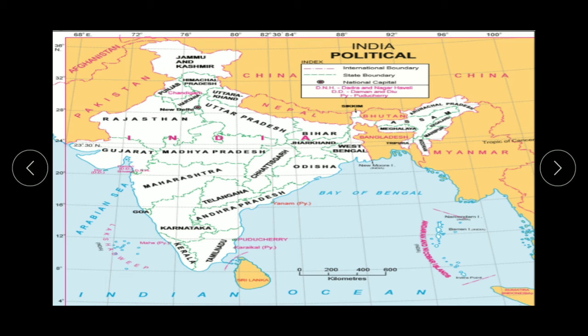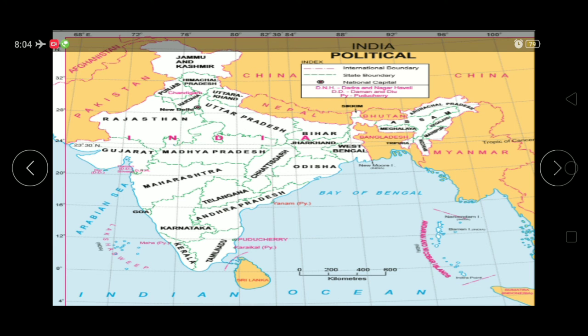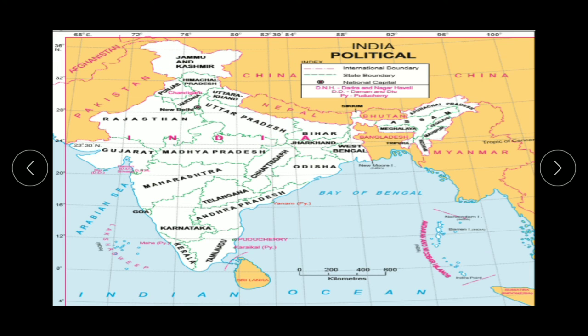8 degree 4 minute north to 37 degree 6 minute north latitudes, and between 68 degree 7 minute east to 97 degree 25 minute east longitudes.